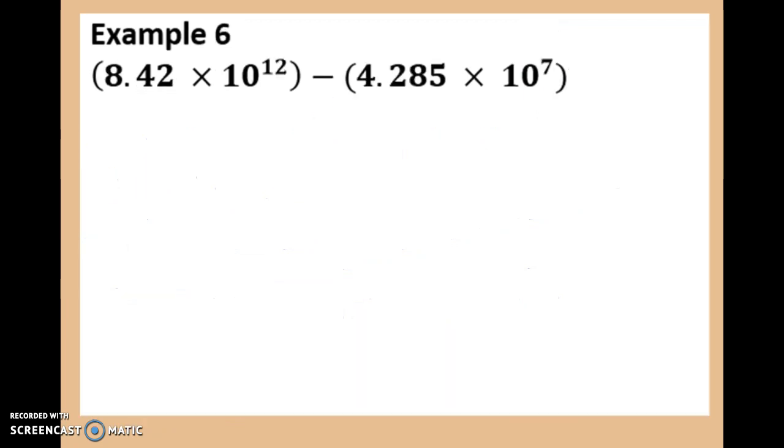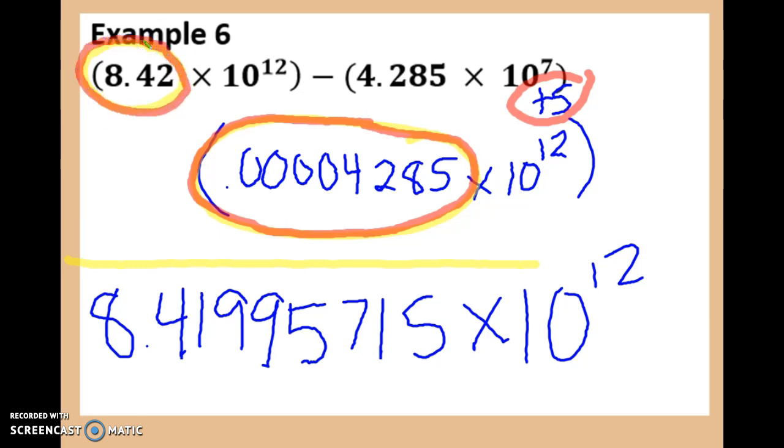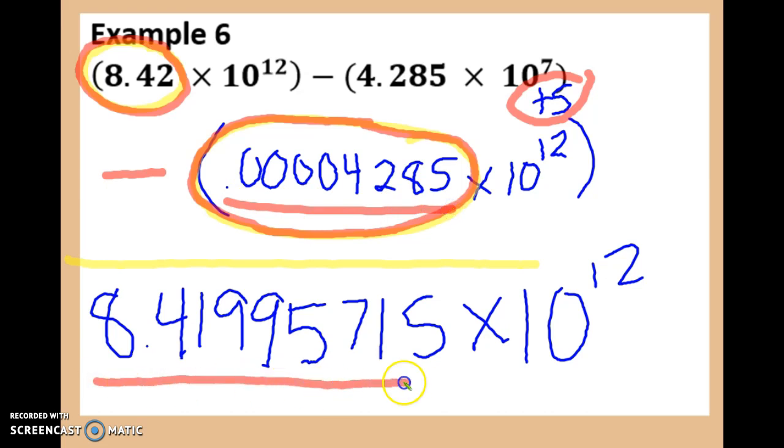Go ahead and try example 6 on your own now. So pause it, try it, and then check your answer. So in this example, we had to add 5 to our exponent. So if we add 5, we also have to move our decimal 5 spots to the left. So that's where we get this decimal. Now, instead of rewriting this whole thing, I knew I needed to do 8.42 minus this decimal, and that's where I get this answer. And then it was times 10 to the 12th power, because after I added 7 plus 5, that gave me an exponent of 12.